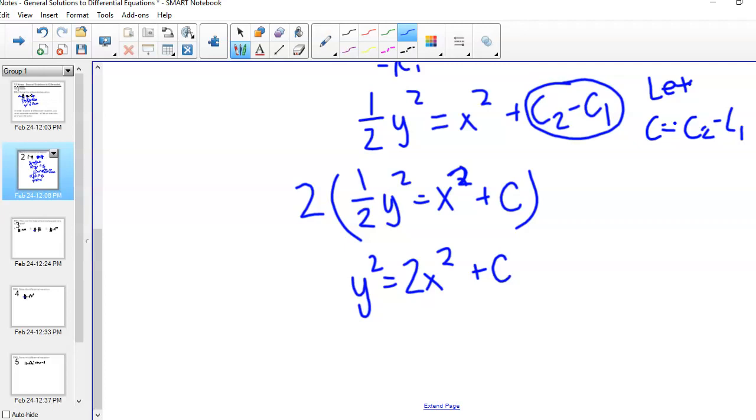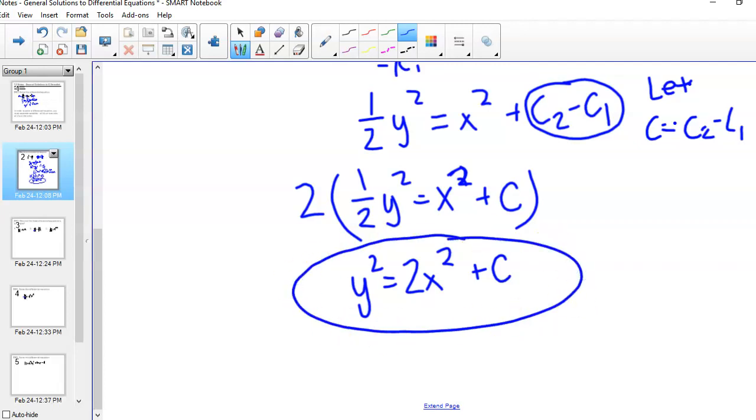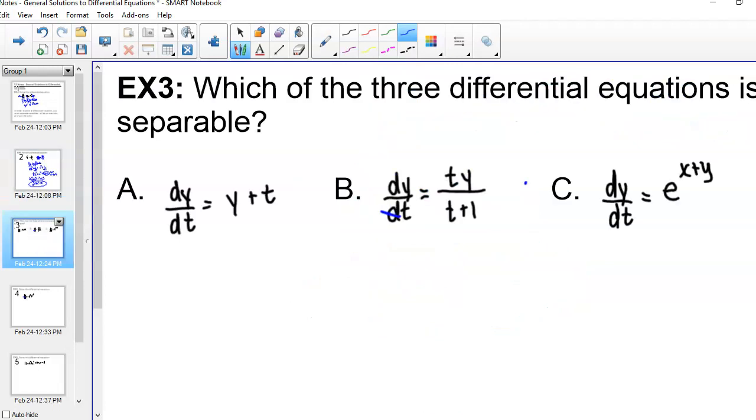Just depends on what the answer choices look like for this problem. So we'll just leave it here for what we've got right now. Check the answer choices in the back of your book, and try to get your answer to match whatever they have given you for that answer key. All right, let's move on to this next example.